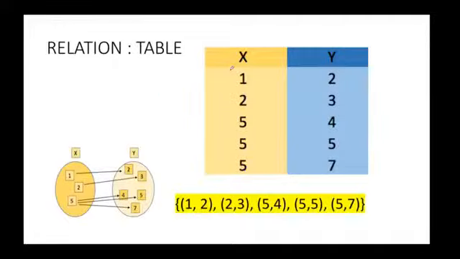Now, aside from mapping and ordered pairs, a relation can also be expressed as a table. So they mean the same thing. 1 is paired with 2, 2 is paired with 3, 5 is paired with 4, and so on. So one relation can be expressed in 3 different ways.